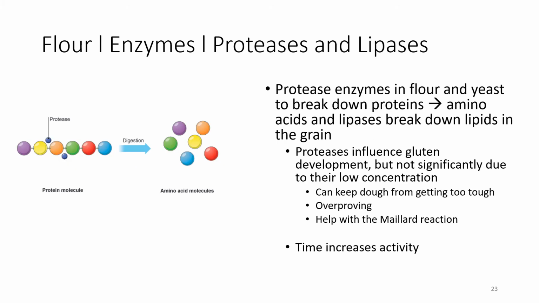So 2 other very important classes of enzymes, other than the enzymes that break down starch, include proteases and lipases. Proteases are enzymes that are found in flour and yeast, and they help break down proteins, hence the protease aspect of the name. They help break down proteins into amino acids, and lipases in the flour and yeast can help break down the lipids in the grain.